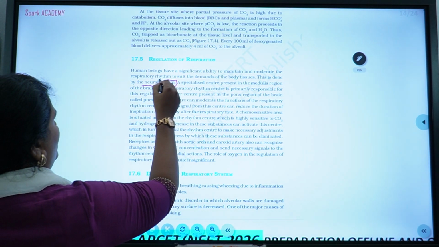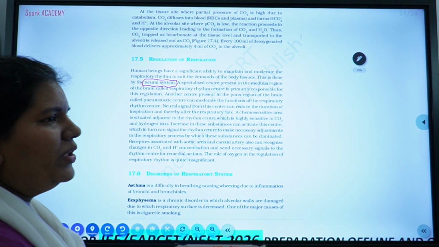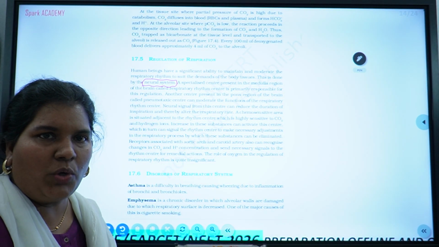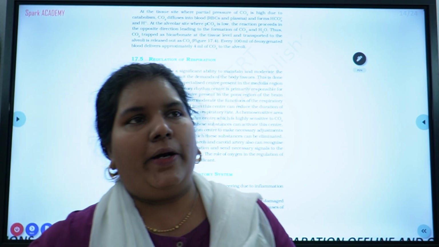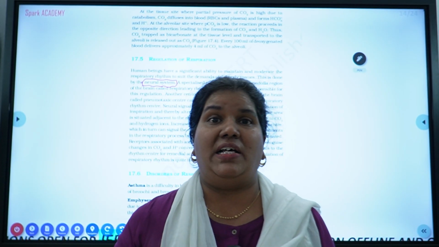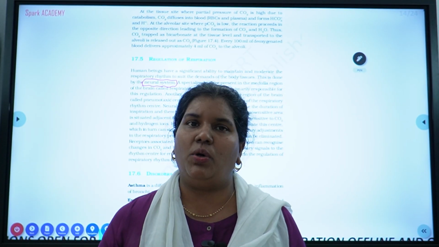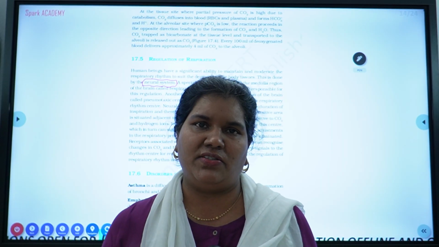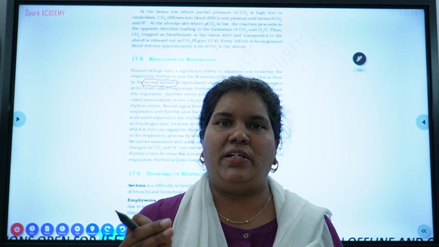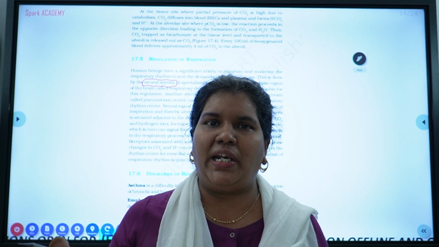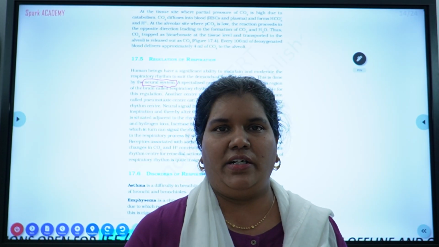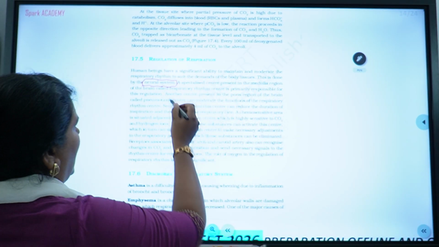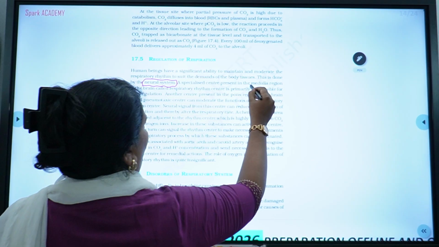Who is doing it? Who is regulating? Regulating means managing the respiration. Sometimes we breathe faster, sometimes we breathe slower or normally. Who is managing this regulation? We have a specific center in the brain which is doing these activities. Let's see who is doing it. A specialized center present in the medulla.